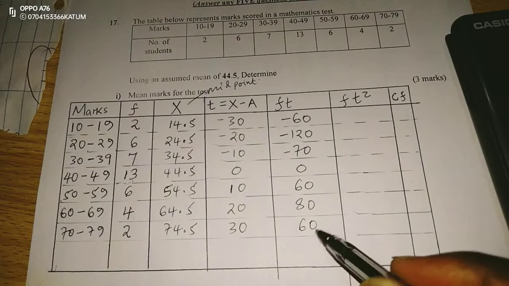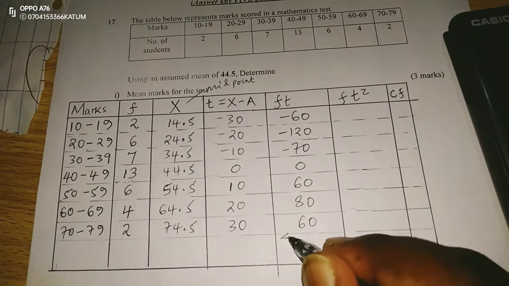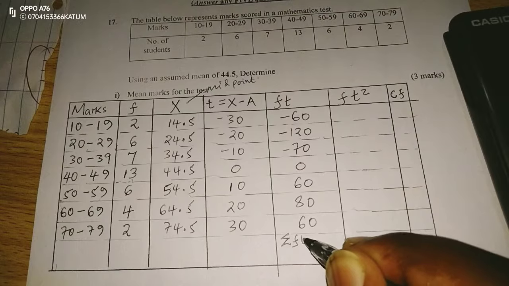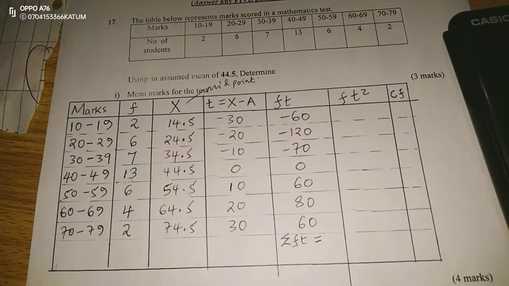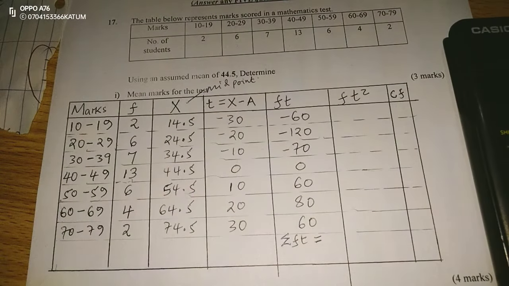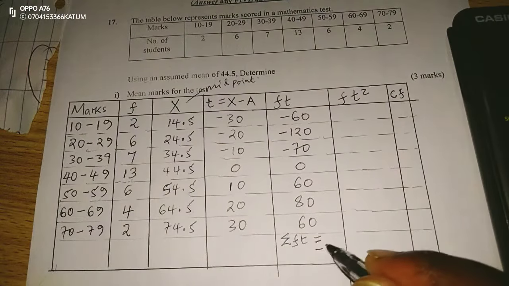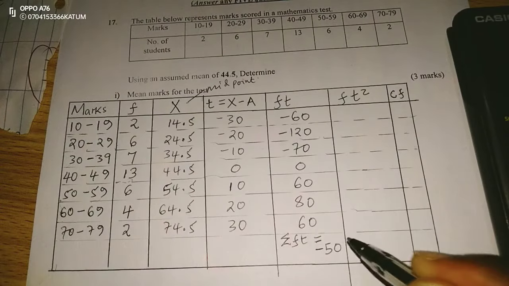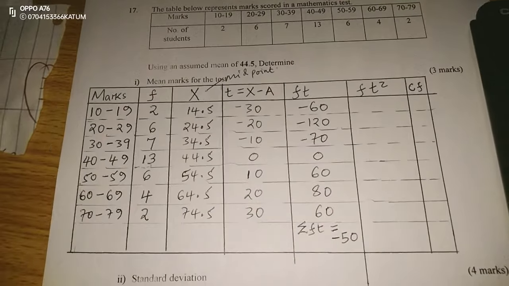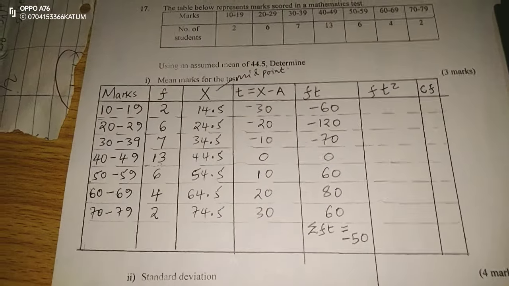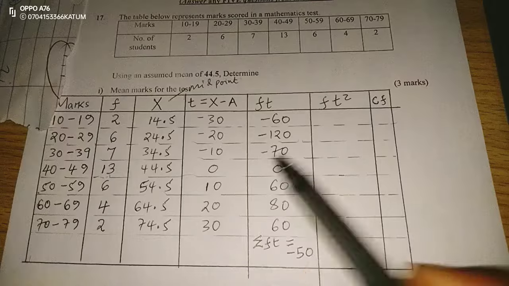So I also need the summation of ft. I'll need negative 60, negative 120, negative 70. Then 0, we add 60, plus 80, plus 60. This gives me negative 50. I also need to get the sum of all the frequencies, the total frequency.